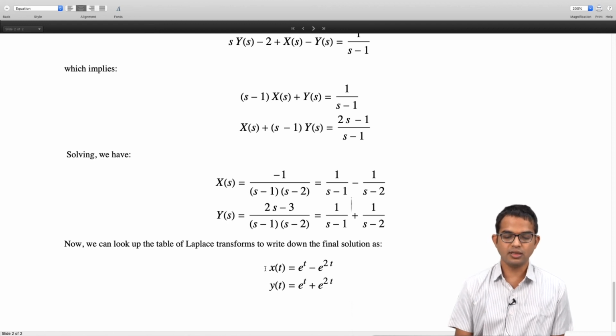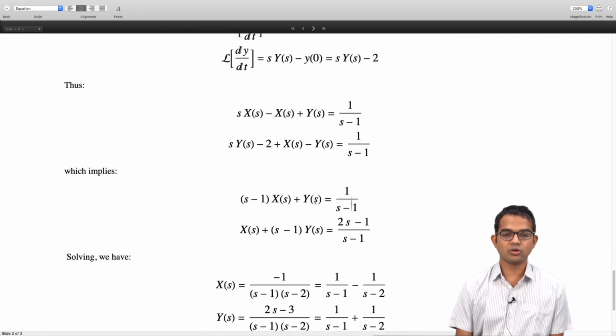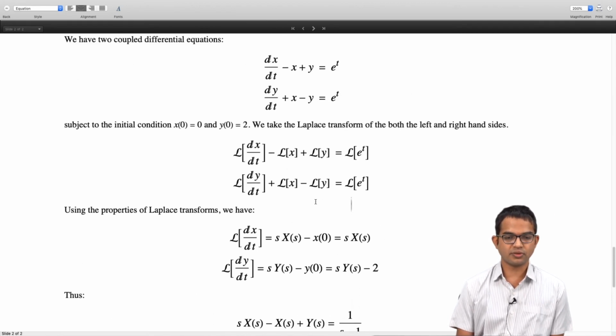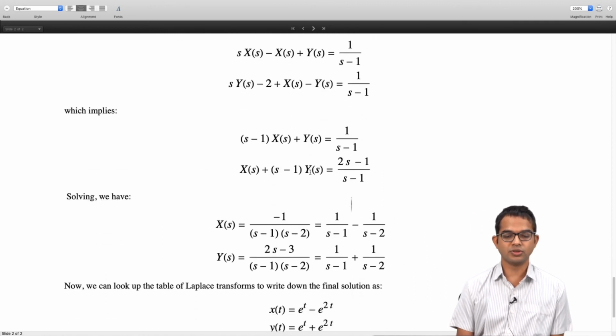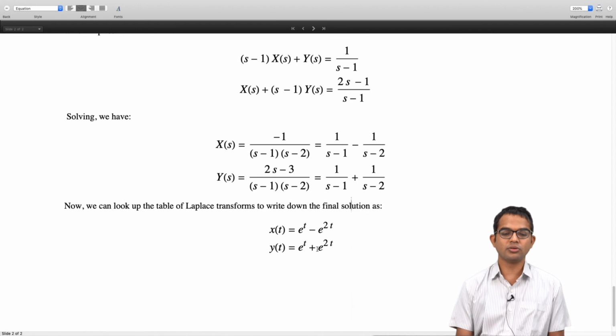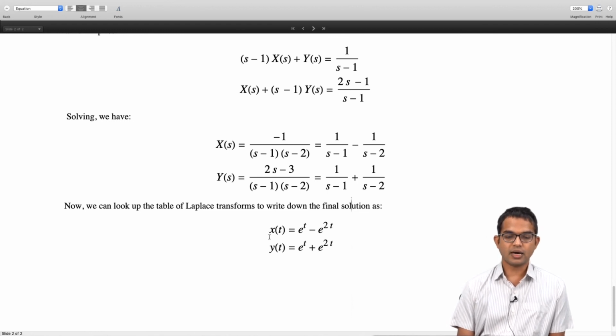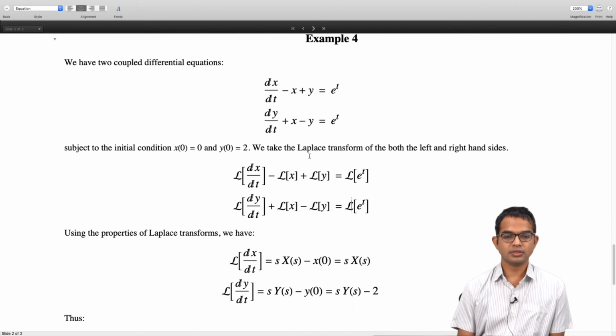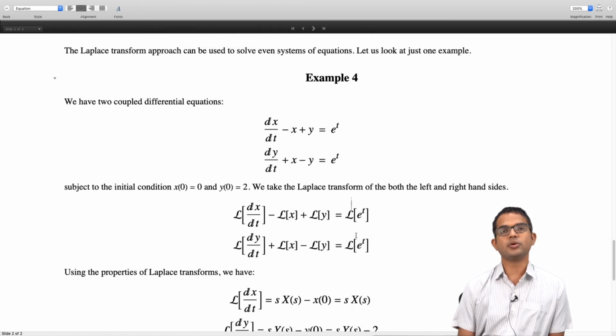You should check that this is indeed the correct solution. The way to do that is to plug these two solutions back into your original coupled differential equations and verify that they hold, and also that x(0) is 0 and y(0) is 2. For x(0), e^0 is 1 minus e^(2·0), which is also 1, so x(0) is 0, and y(0) is immediately seen to be 2. So the initial conditions hold, and you can also cross-check that these are indeed the solutions of this coupled set of differential equations.